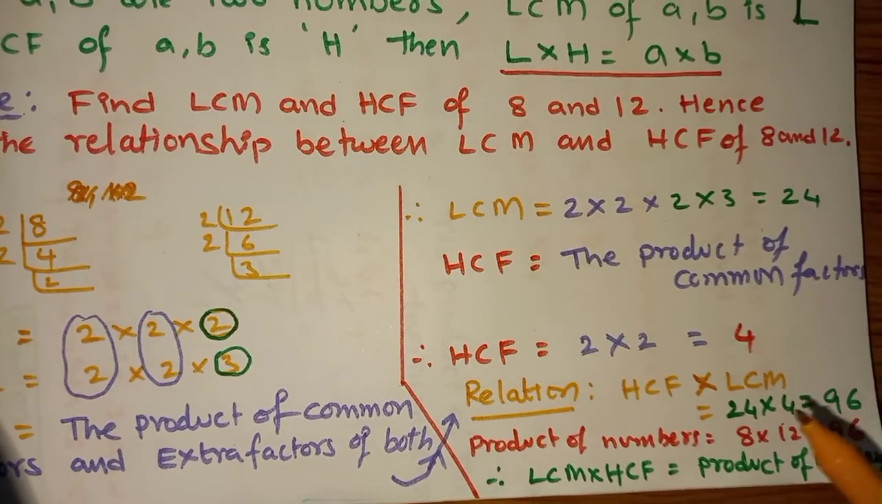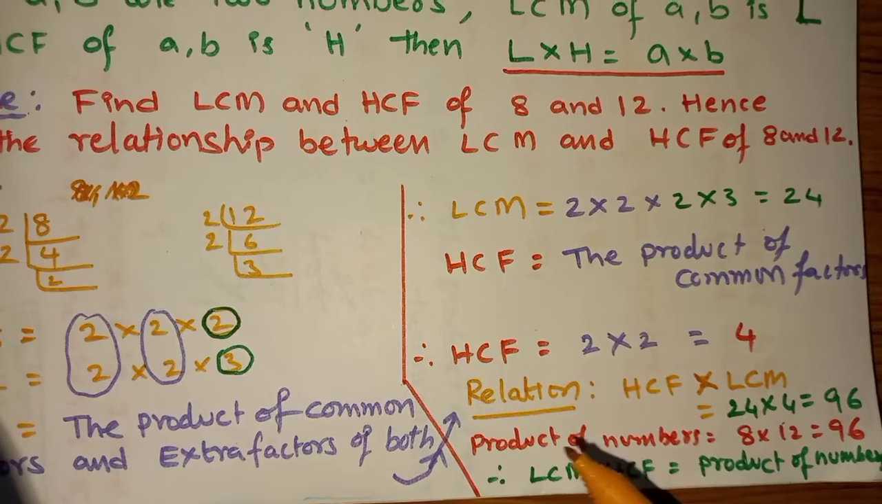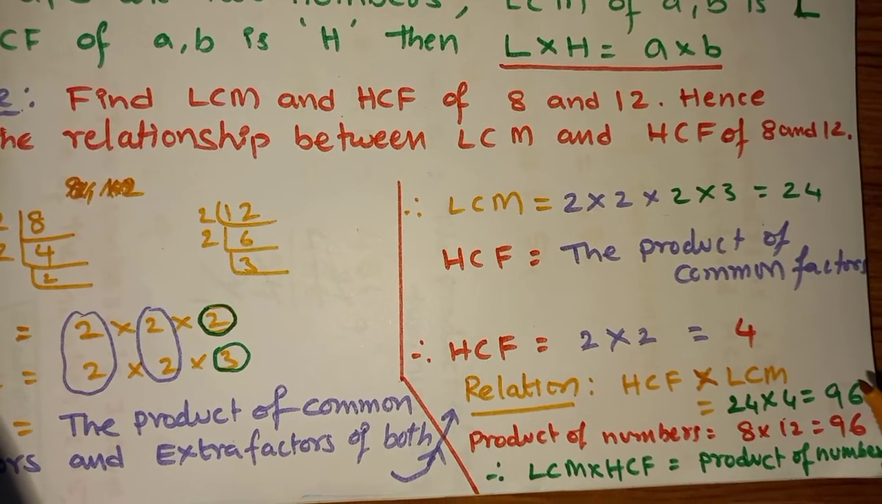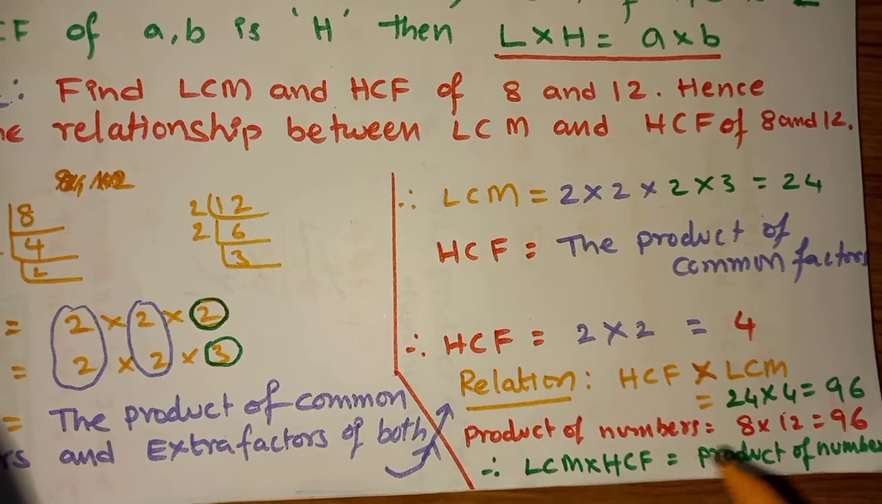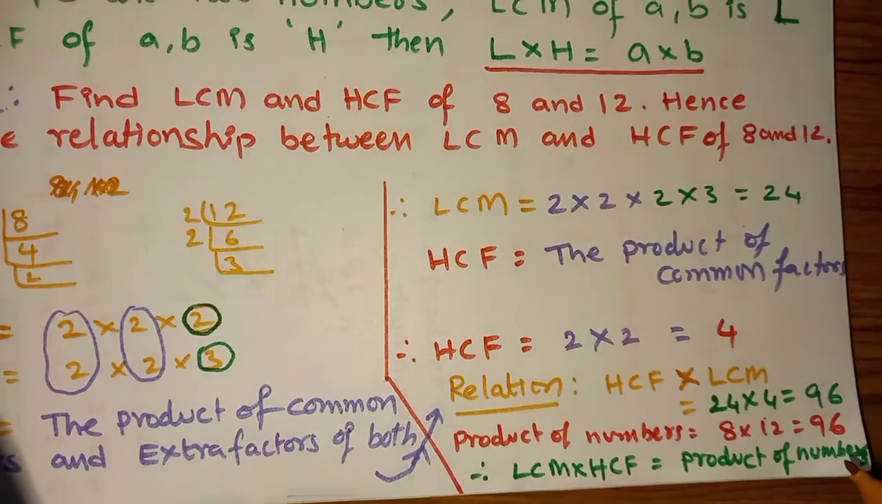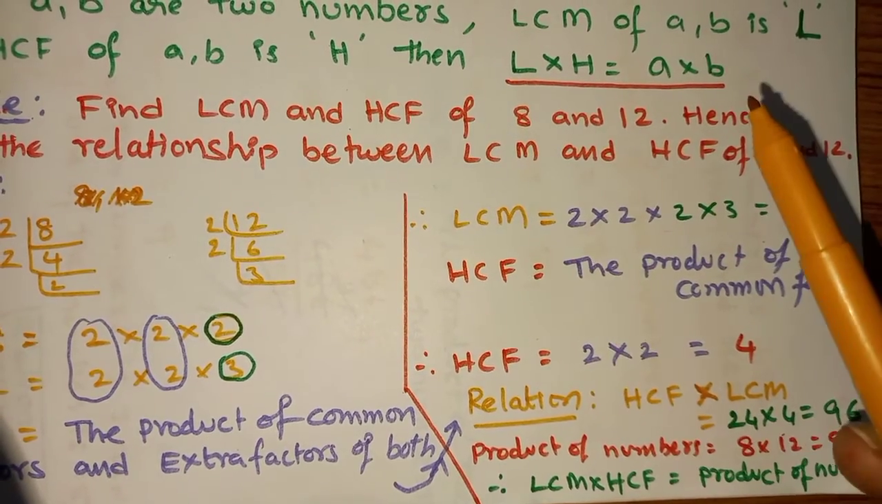The meaning of this one: in both the cases, product of HCF and LCM is equal to 96 and the product of numbers, 8 into 12, equal to 96. In both the cases, they are equal. Therefore, LCM into HCF is equal to the product of the numbers. This is the relationship between LCM and HCF.